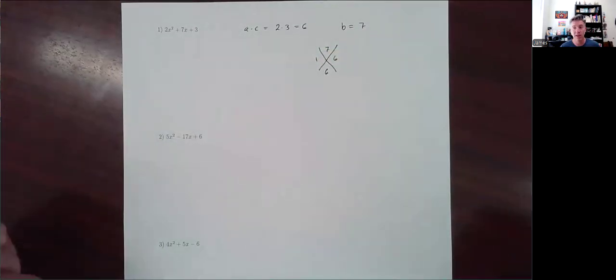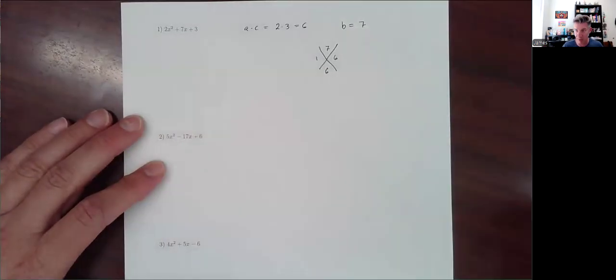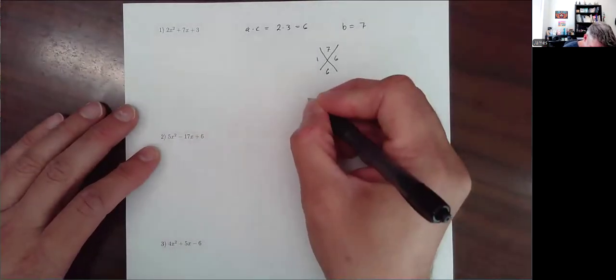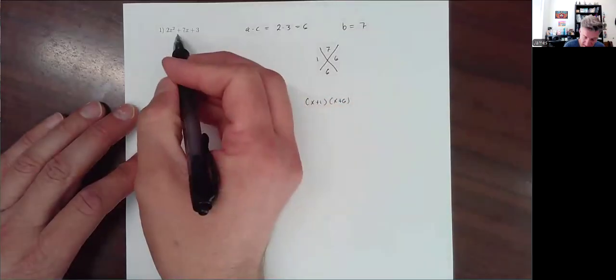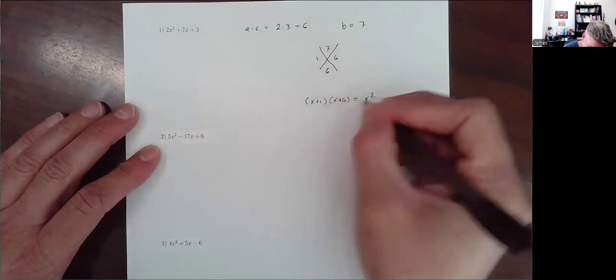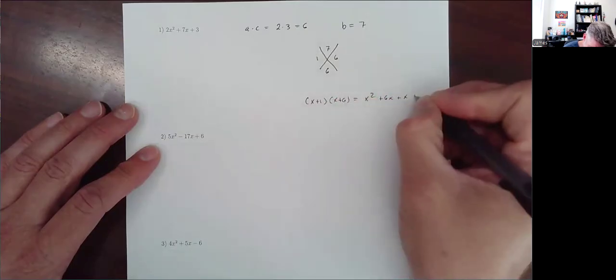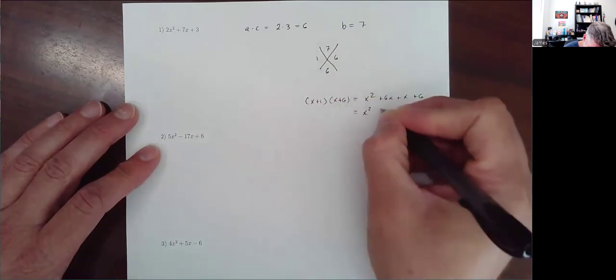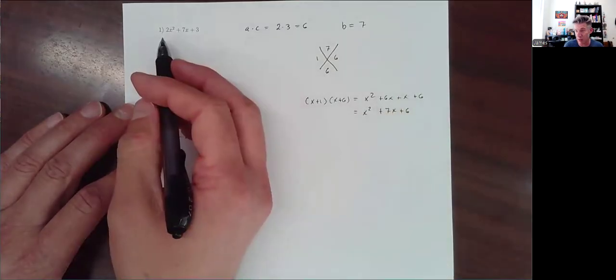And here's the deal. There's an additional step that we need to do. This does not factor as x plus 1 times x plus 6. I just want to point out x plus 1 times x plus 6 definitely doesn't equal that. If you FOIL this out, you get x times x, you get x times 6, you get 1 times x, you get 1 times 6. You get x squared plus 7x plus 6. Definitely not 2x squared plus 7x plus 3.